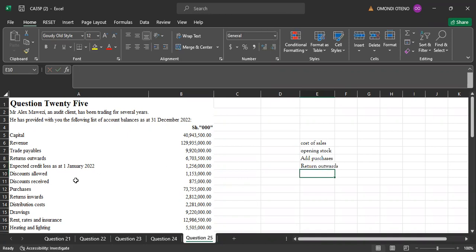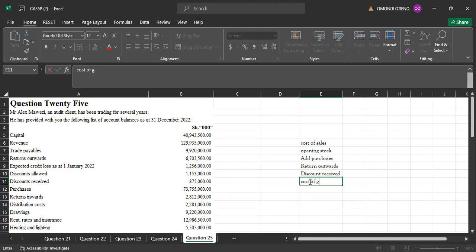Then at the same time, we also have discount received. When you purchase these goods, you are given some discount. So we have to indicate it there. After that, do we have anything that will be affecting cost of sales here? We only have closing inventory. So at that particular point, we are going to get what we call cost of goods available for sale.